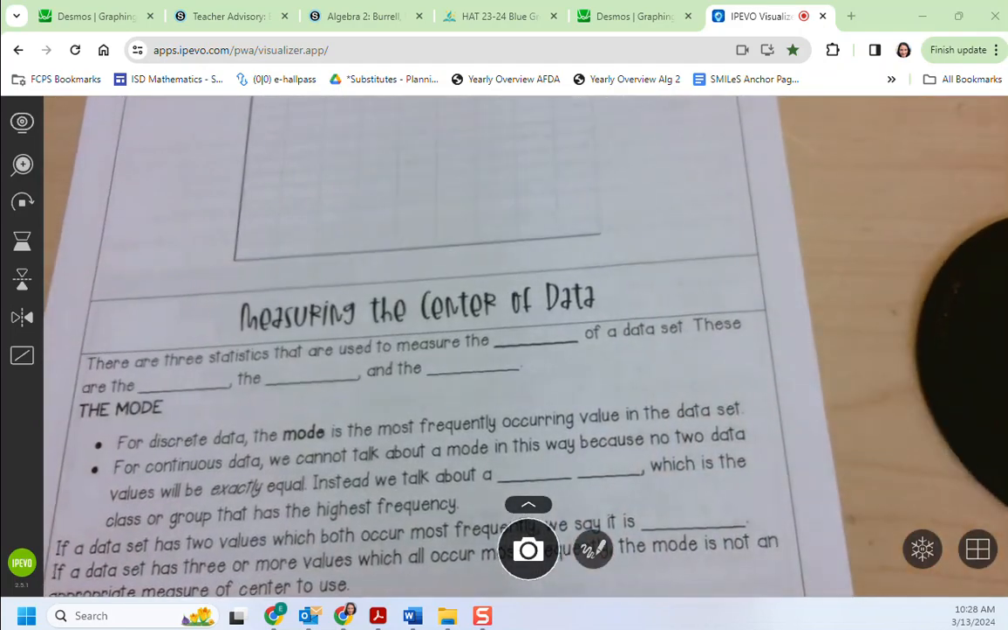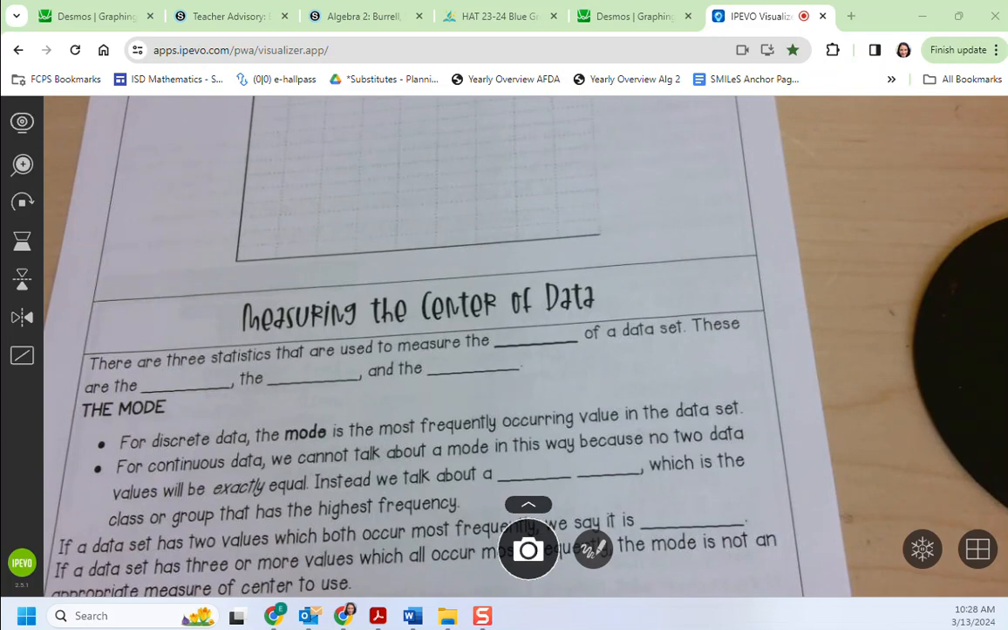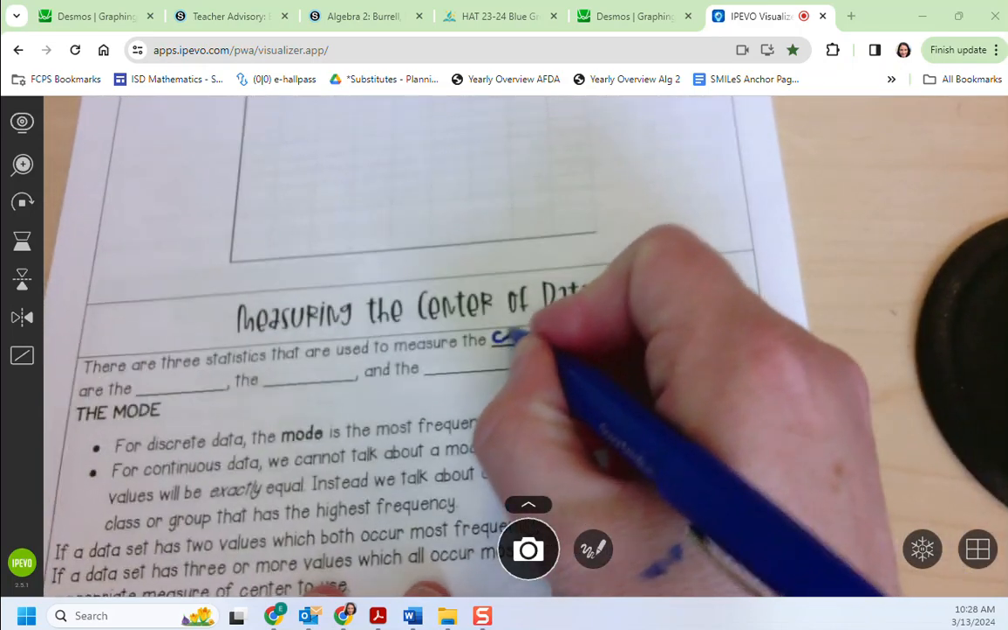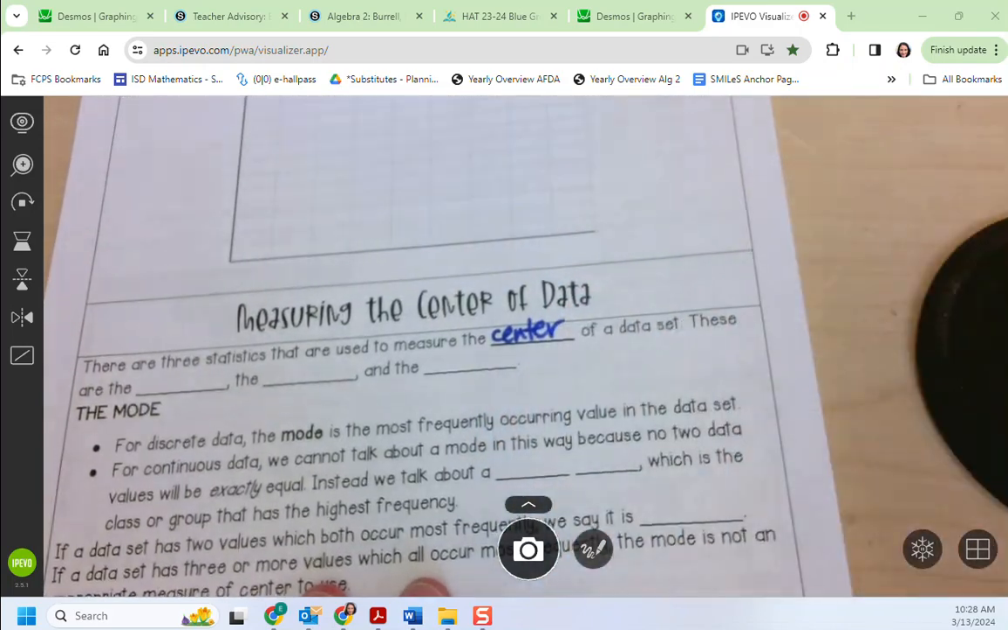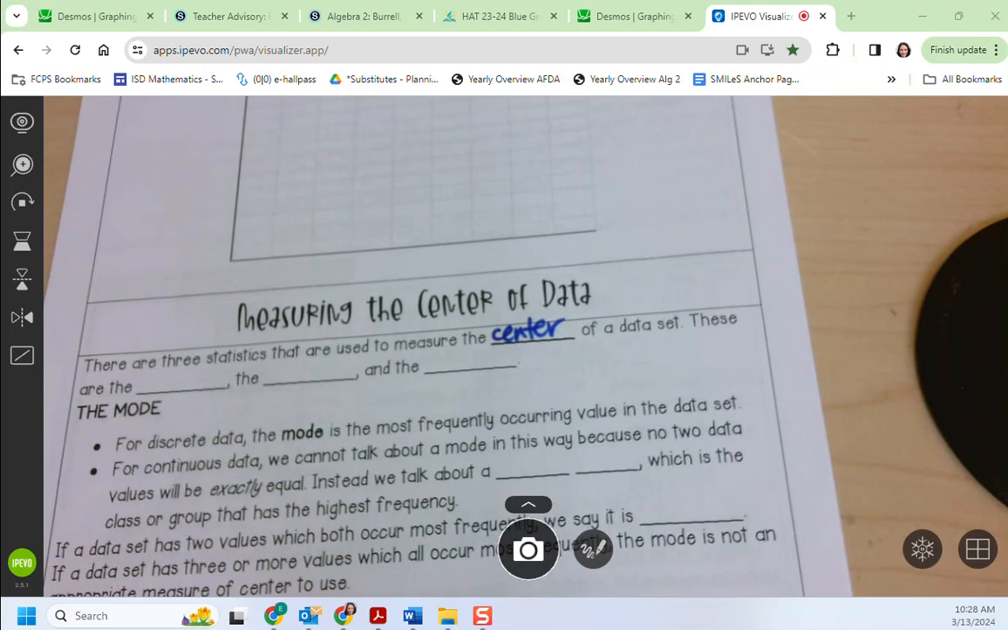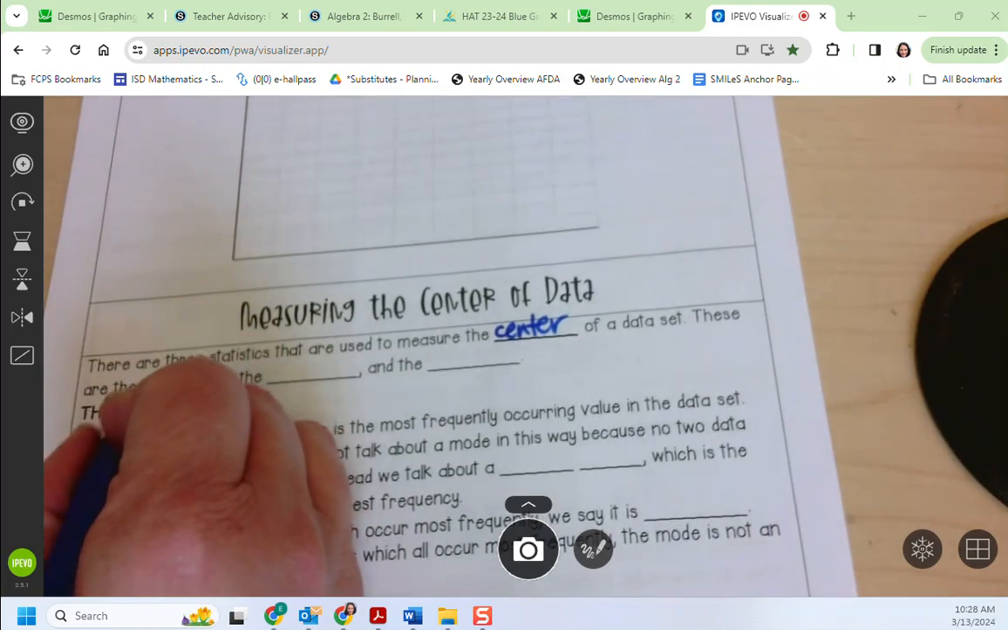All right, so we're going to move on to our new stuff today, which again is not brand new. It's just some of the wording is new. When you want to measure the center of a data set, three common ways to measure the center of a data set are the mode, the mean, and the median.